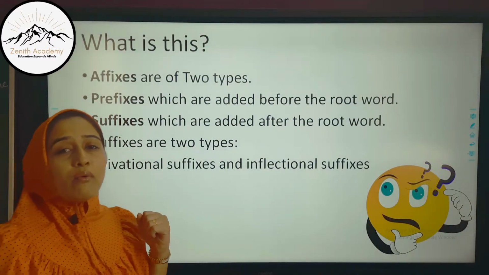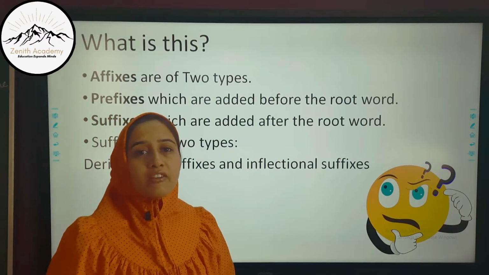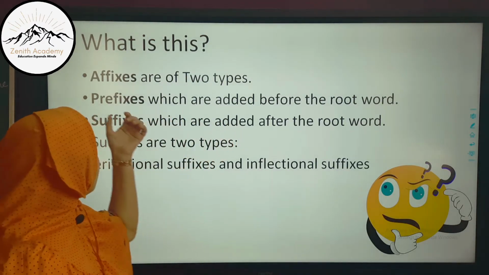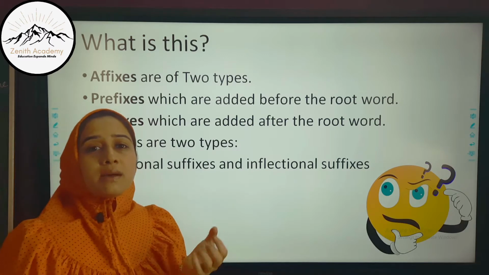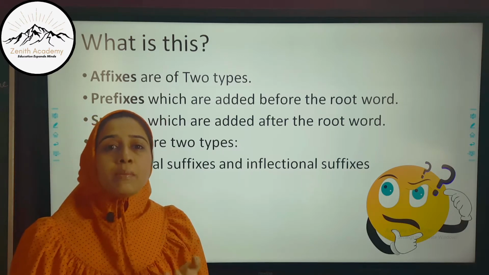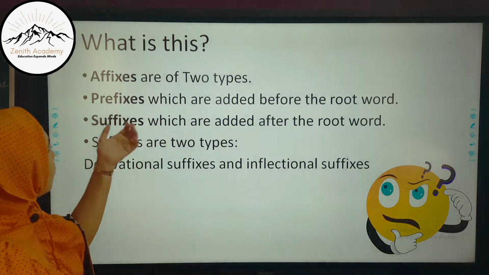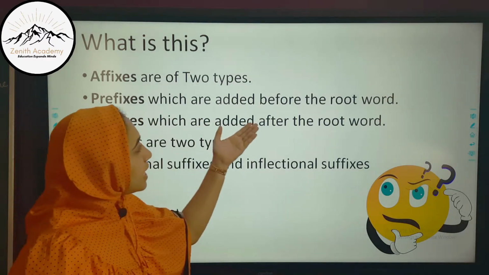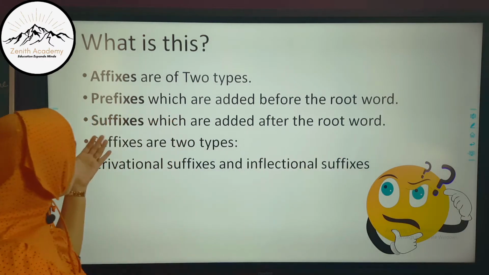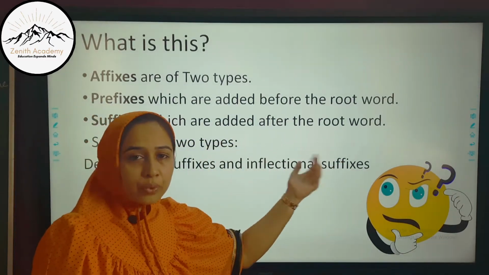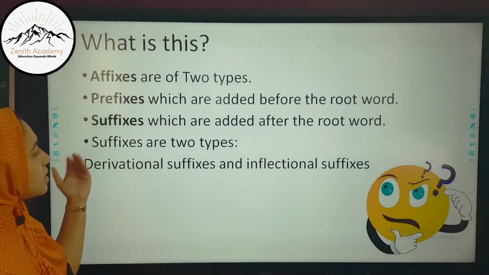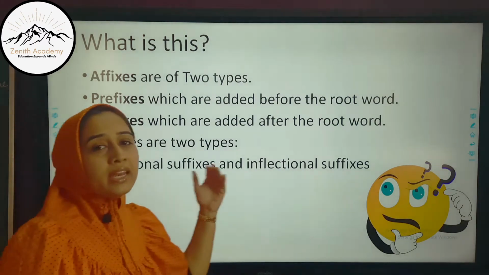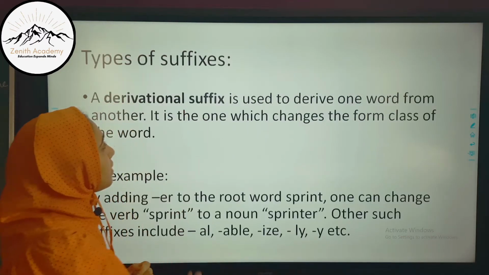Now, what actually do suffix, prefix and affix mean? Affixes are of two types. The word affix itself suggests that something is fixed or attached to the main root word. They are of two types, prefixes and suffixes. Prefixes which are added before the root word and suffixes which are added after the root word. Now again, suffixes are divided into two types, derivational suffixes and inflectional suffixes.